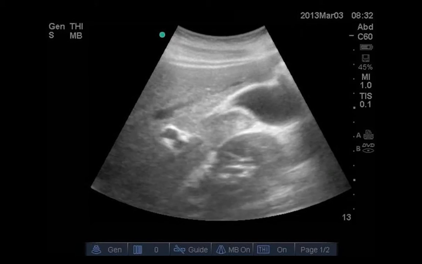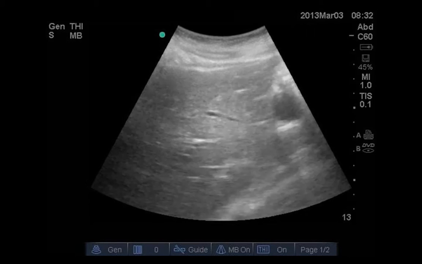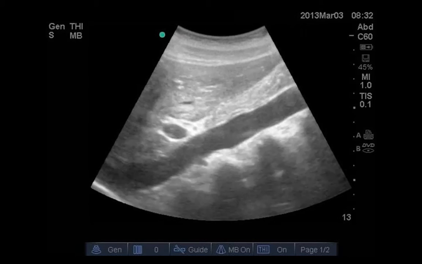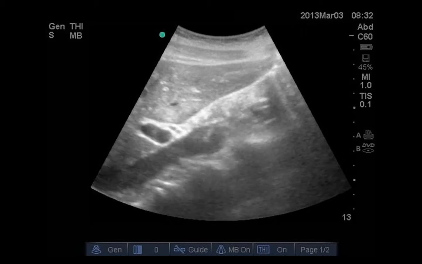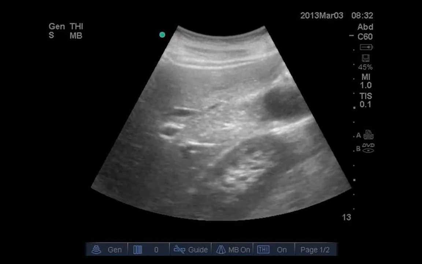You then want to scan the gallbladder in multiple longitudinal and transverse planes, and it is important to fan all the way through in both of these planes to ensure that you are not missing any stones.